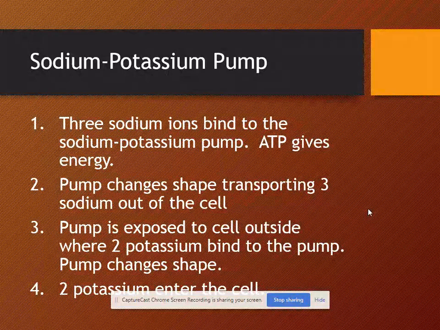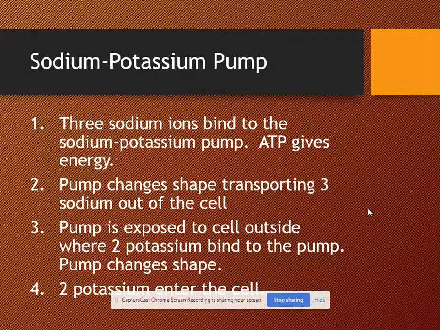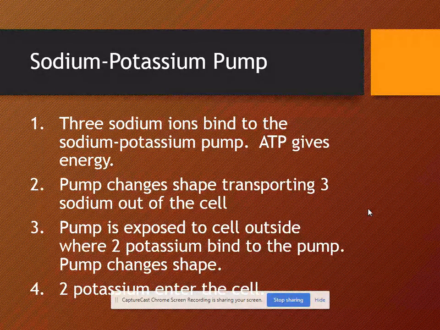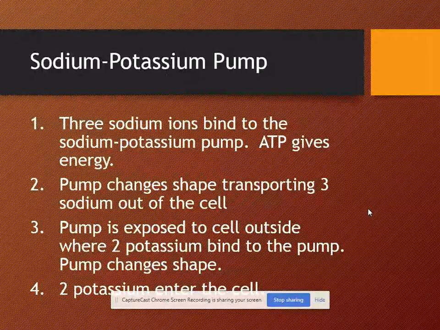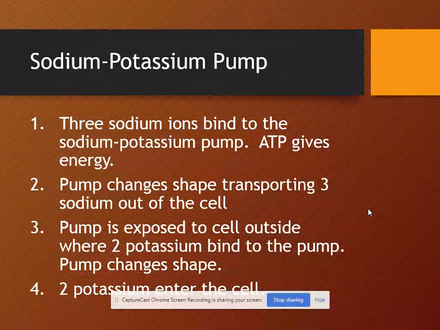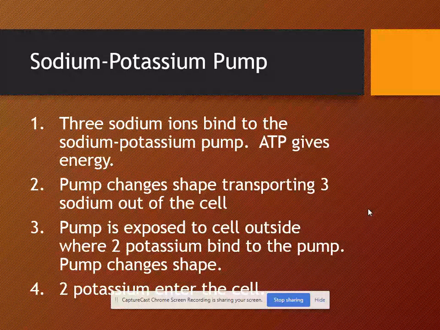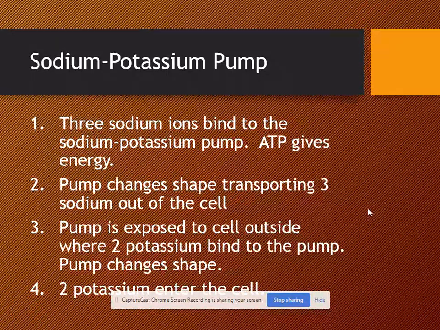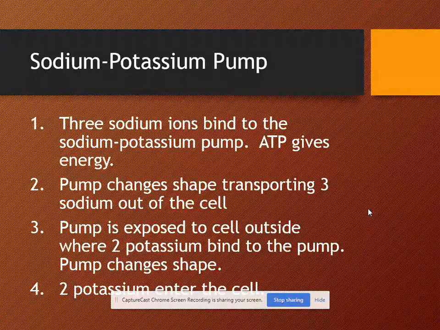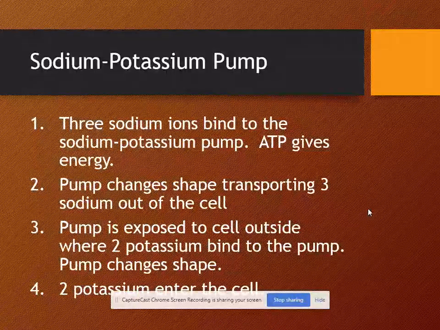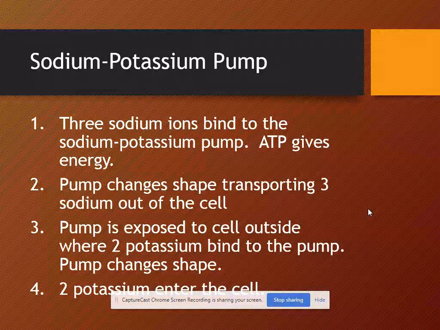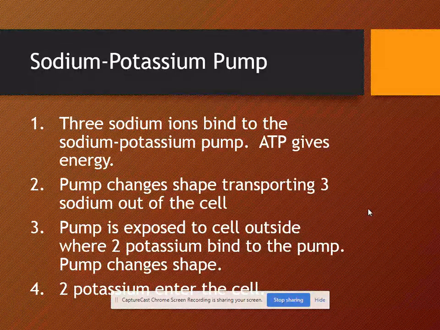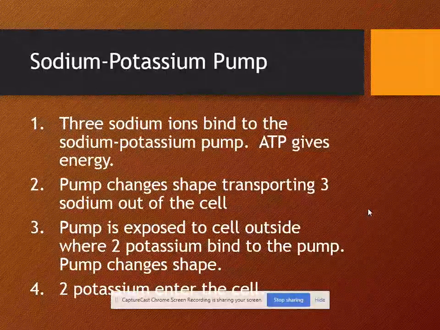So now we go through the steps. I know I have a couple of videos, and we'll do an activity to help you understand this, because this does get a little goofy. First of all, 3 sodium, 2 potassium, 3 sodium, 2 potassium. Don't forget that. They're going to bind to this pump. So 3 sodium to the pump, and ATP is going to provide energy. What we noticed beforehand with carrier proteins is that once you get something there, the pump is going to change shape. In the beginning, it was open to the inside, and the 3 sodium go to the pump.